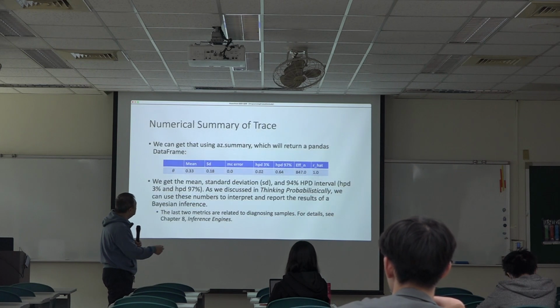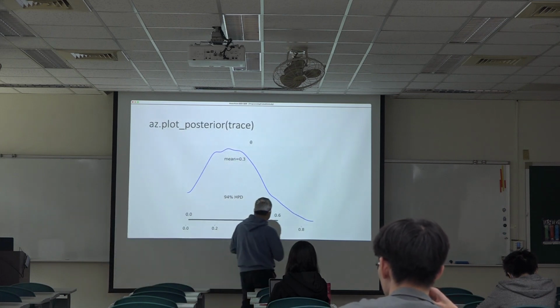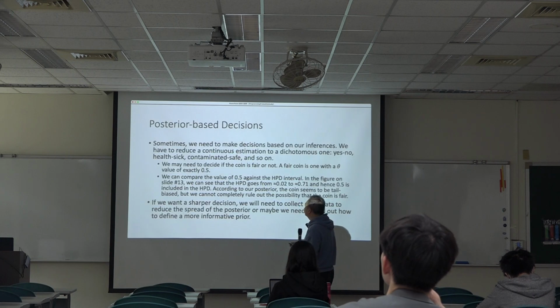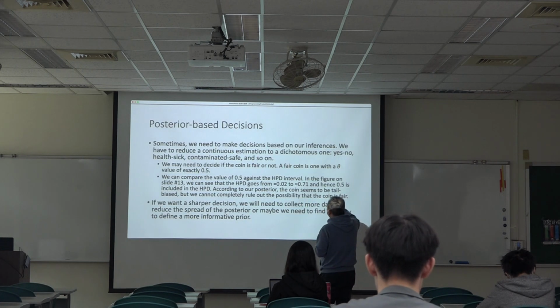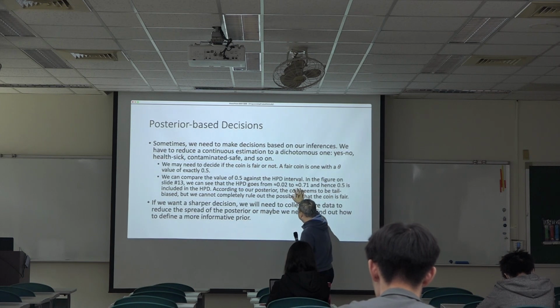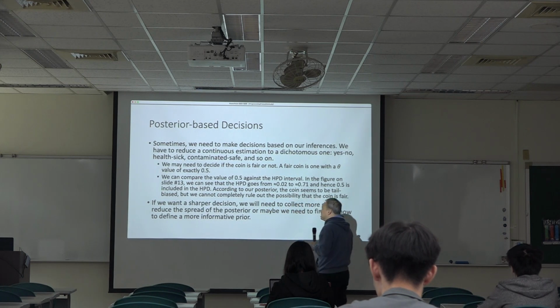Actually it should be 0.02 to 0.64. Okay, and yeah, this looks more like 0.64. So there's something wrong with this value. It should be from 0.02 to 0.64. So 0.5, that value is included in this HPD.